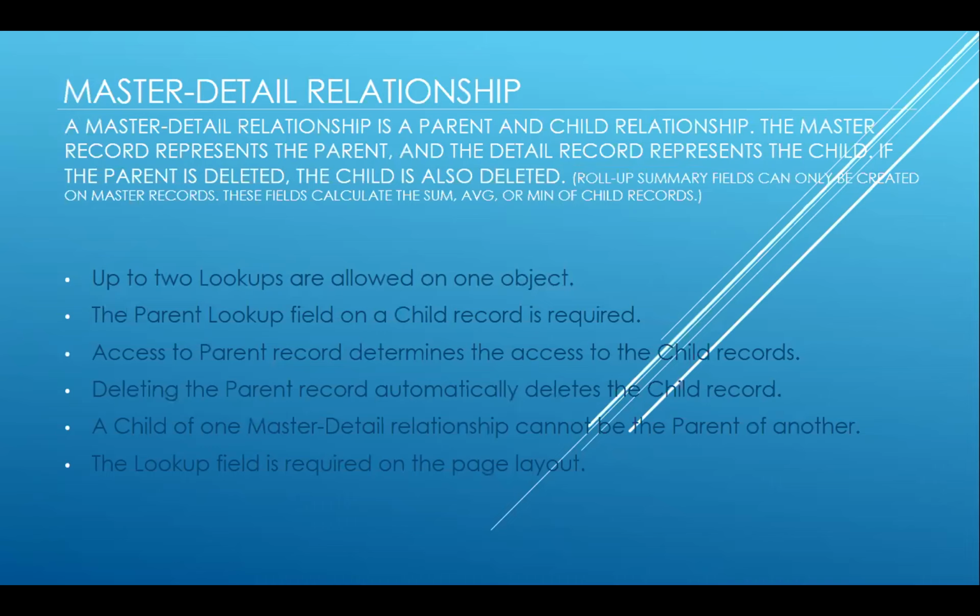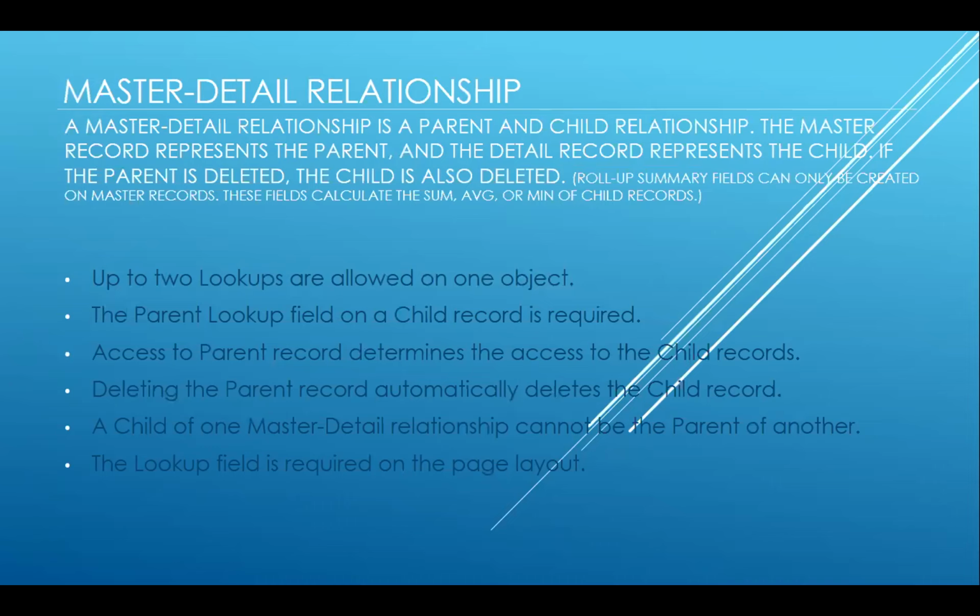Also, on a master detail relationship, that's the only way you can get roll-ups. So you can do roll-up fields to get some different values, min, sum, average of the child records, but you can only do it at the master, in a master detail relationship. So you can have two lookups on one object.